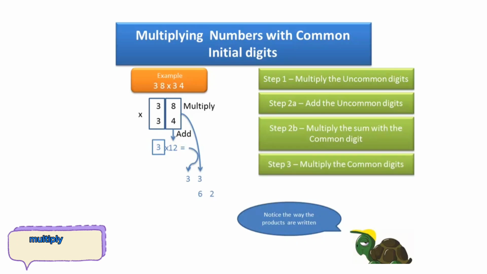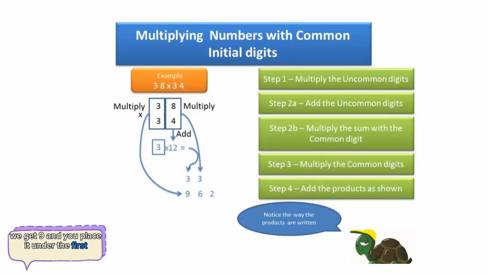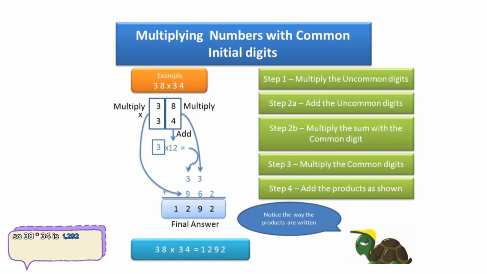Step 3, multiply the common digits. 3 times 3, we get 9, and you place it under the first number of the answer from step 2. And then step 4, we add the products as shown, and you get 1,292. And that's the final answer. So 38 times 34 is 1,292.